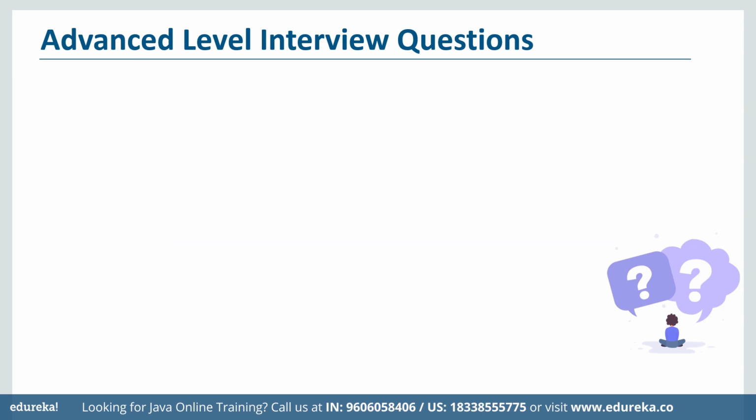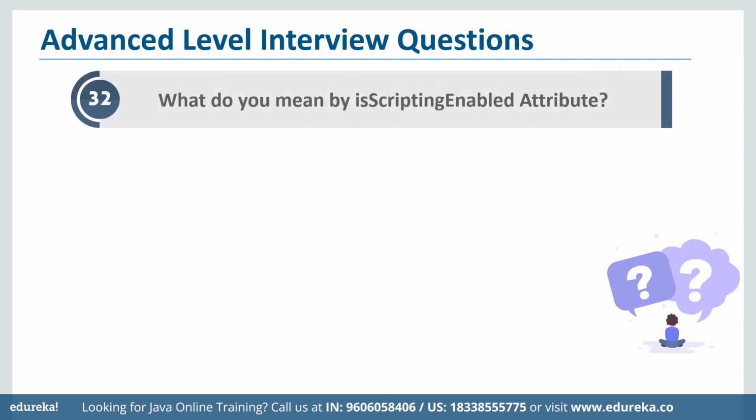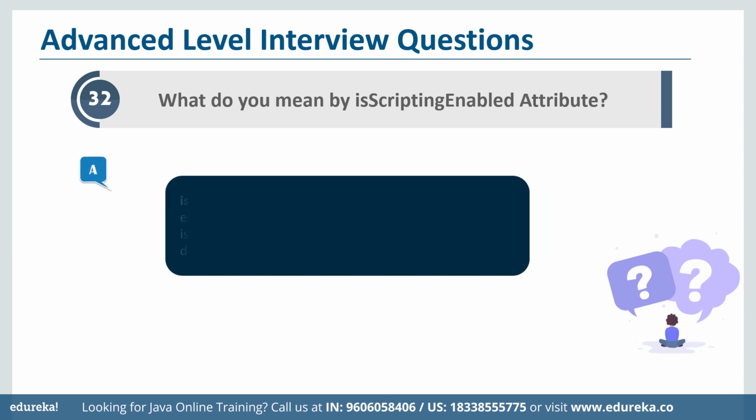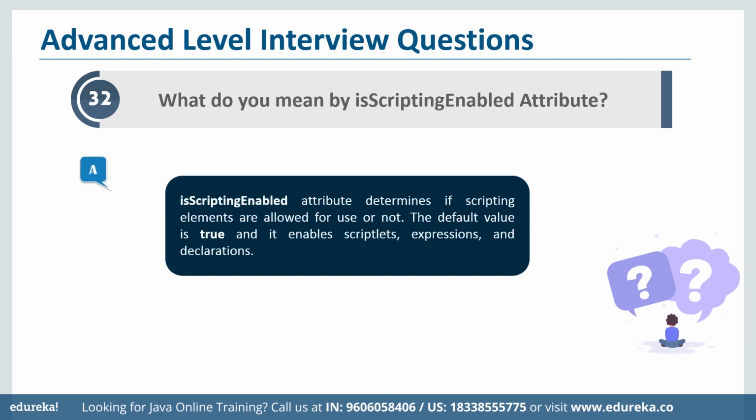Followed by this, let us move on to our next question. What do you mean by the isScriptingEnabled attribute? The isScriptingEnabled attribute determines if scripting elements are allowed for use or not. The default value is true and it enables scriptlets, expressions, and declarations. If the attribute's value is set to false, then a translation time error will be raised if the JSP uses any scriptlets, expressions, or declarations.